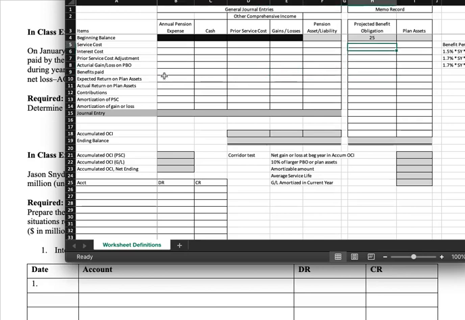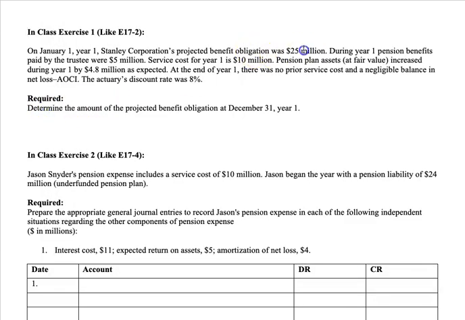All right, so now that we've reviewed really quickly what each of those components are, your PBO is comprised of those 5 items always. So when we're looking through there, just figure out what's the service cost, what's the interest cost, is there a prior service cost adjustment? If there is, take it into account before calculating your interest. Actuarial gain or loss, and then benefits paid. So we already got our beginning balance of 25.